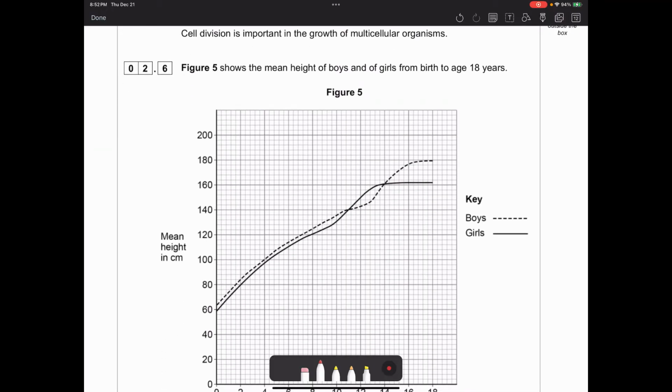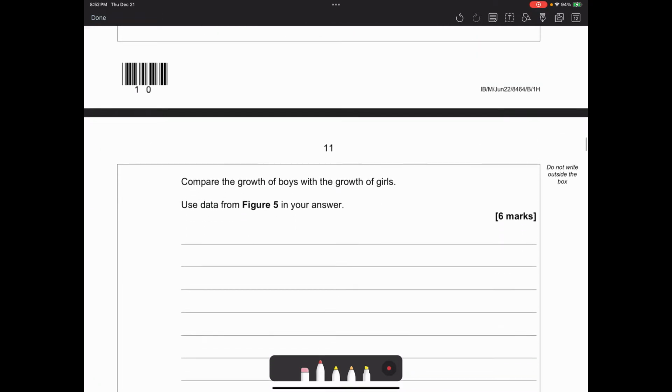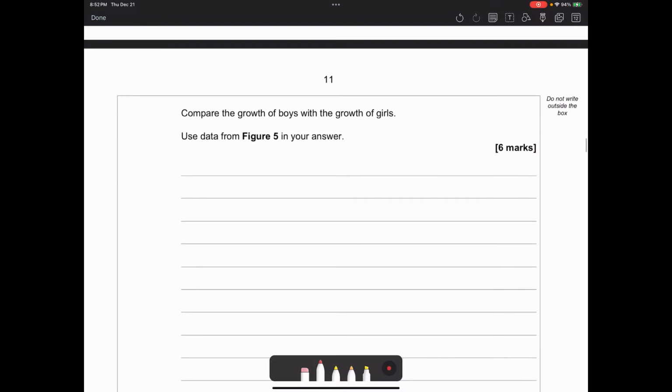It then says cell division is important for the growth of multicellular organisms. Figure 5 shows the mean height of boys and girls from birth to the age of 18. Okay, the question is, compare the growth of boys with the growth of girls using data from figure 5 in your answer. So we've got this graph here, and we've got to compare boys with girls.